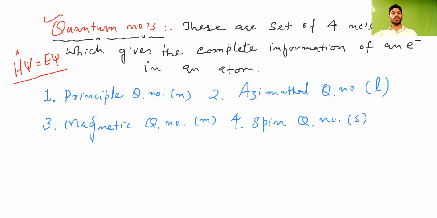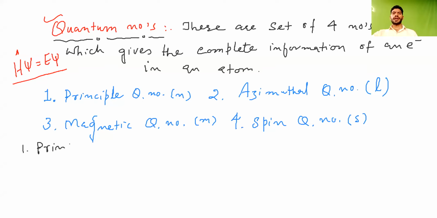So these are the four quantum numbers which give the complete information of an electron in an atom, like the shape and size of the orbital, the orientation of the electron, and the spin of an electron, whether it will spin in clockwise direction or in the anti-clockwise direction. All this information lies in these four quantum numbers. So let us discuss one by one. The first one is the principal quantum number.